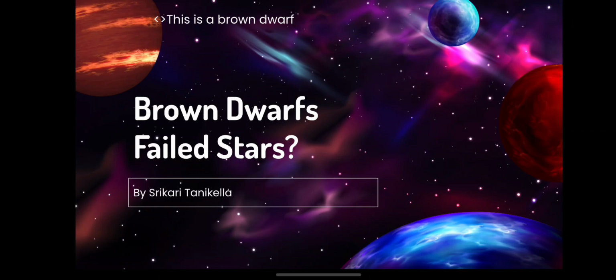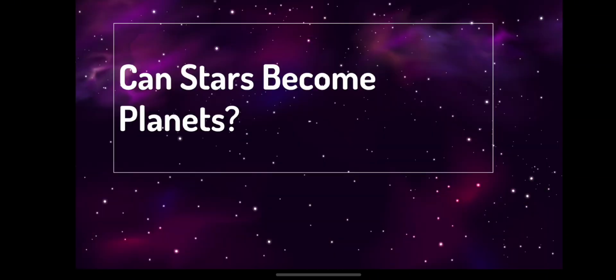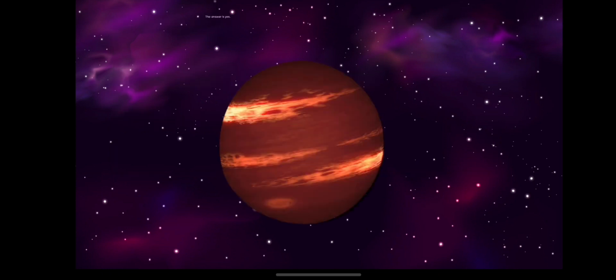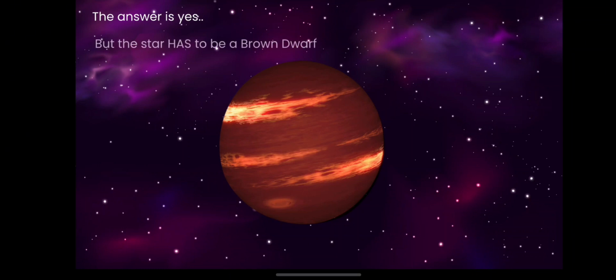Let's get into it. So today's question is, can stars become planets? Let's think on that for a little bit. And the answer is yes, stars can become planets, but they must be brown dwarfs. And as you can see, that's an example of a brown dwarf.